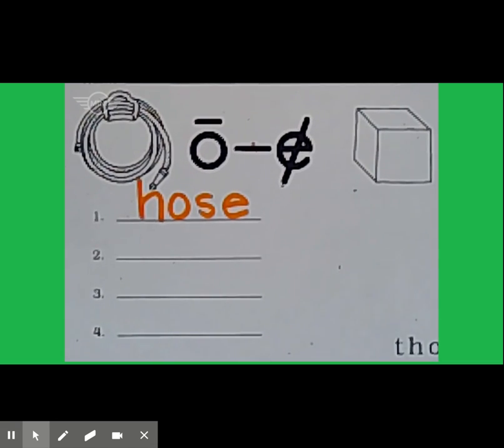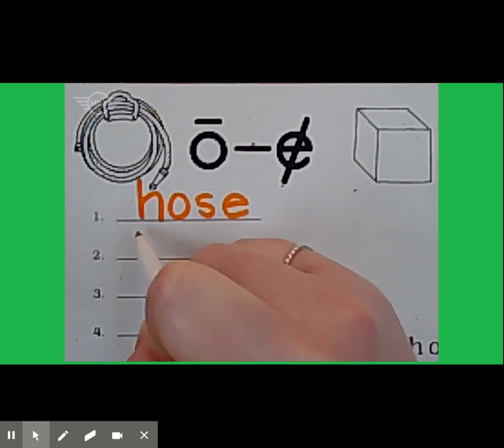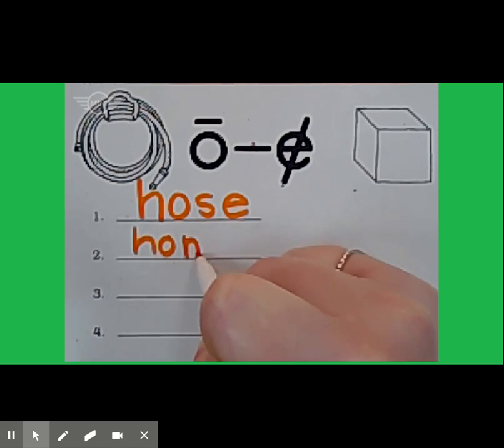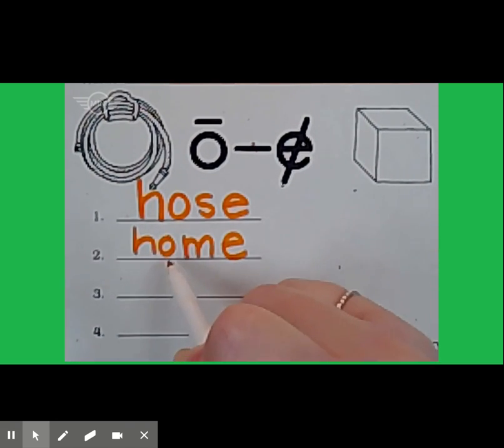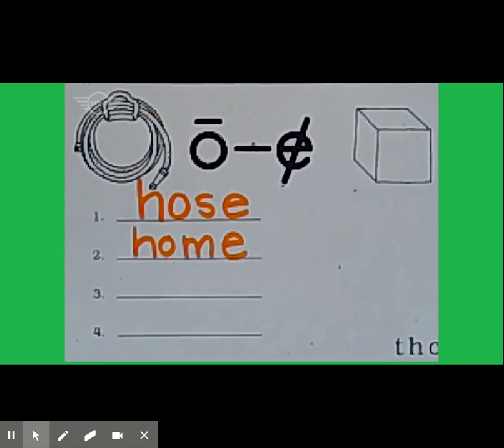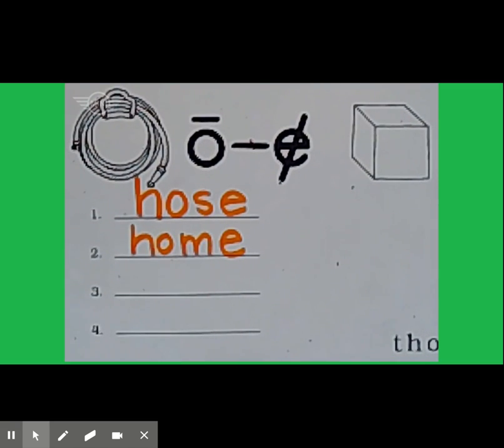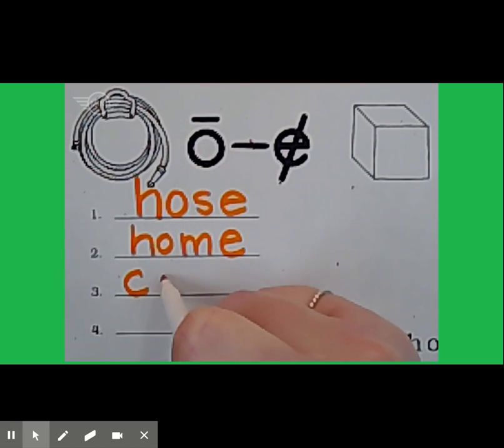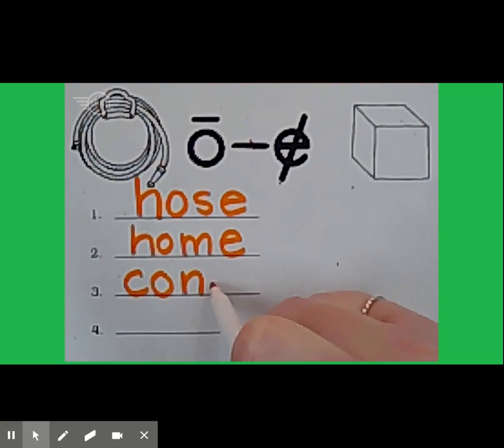Next one is almost like hose, but it has an M instead of an S. Home. Cone. It's going to be a C because an O follows it. Cone. I like to eat ice cream cones.